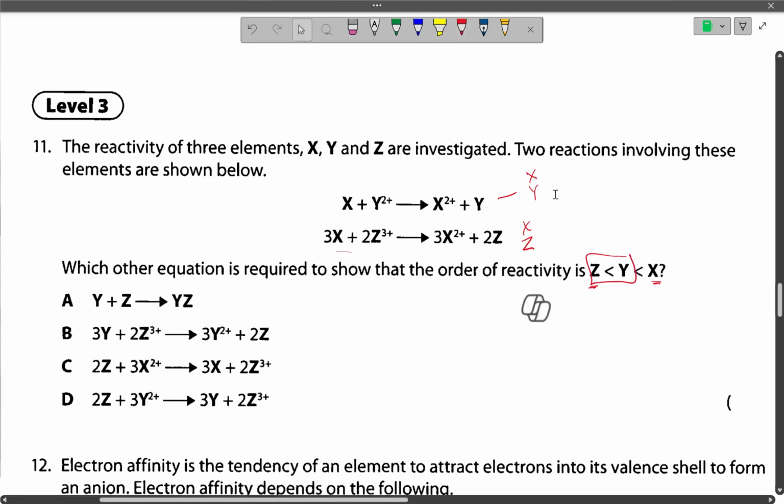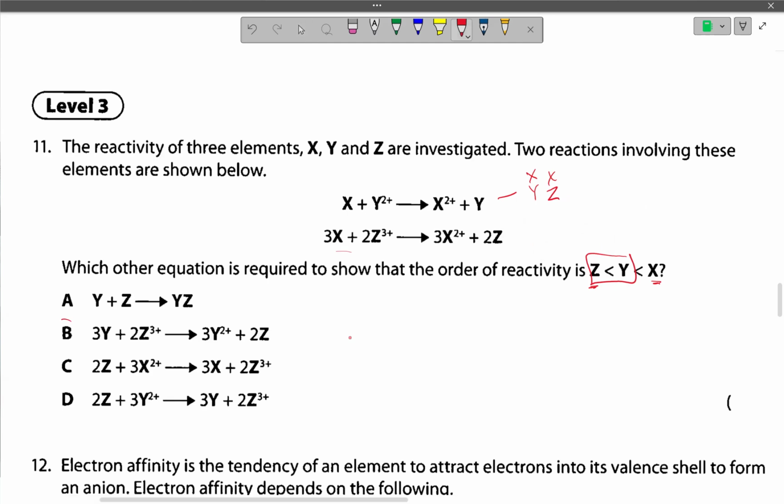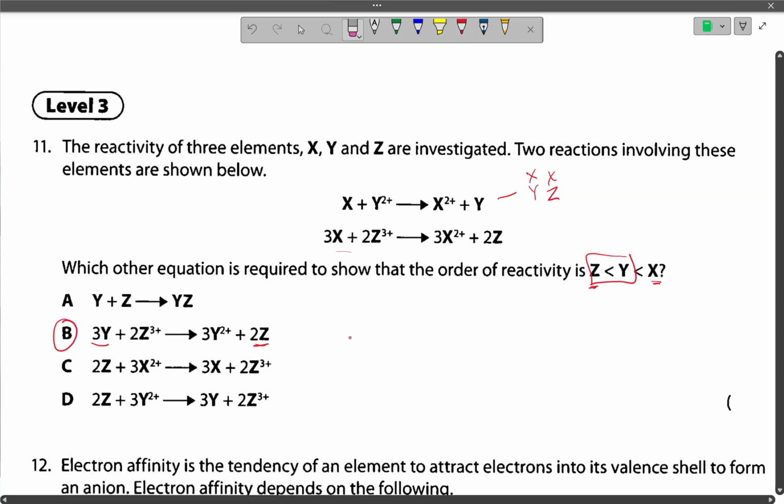All right, I need to compare Z and Y, because if you put the two together, you realize that I don't know which of Z and Y is higher. So I need to compare these two, and you know that Y is more reactive than Z, so Y must displace Z. Let's look for an equation where Y displaces Z. Y displaces Z, answer is B. Y metal displaces Z, Z comes out. So this reaction will show that Y is more reactive than Z. Together with the other two equations, you know X is the most reactive, and then after that Y is more reactive than Z. So you get this equation. Okay.